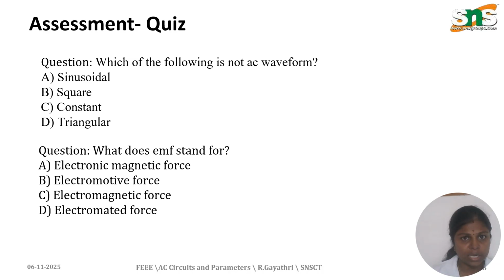The options are sinusoidal, square, constant and triangle. The sinusoidal waveform is AC, square is AC, constant is not, so option C is the correct answer. And triangular is a form of AC.